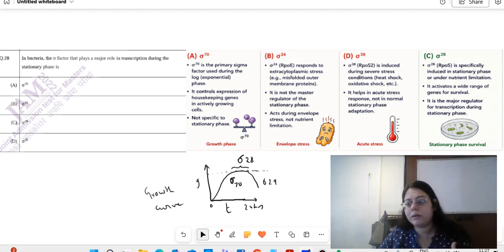And you know, these sigma factors are associated with the RNA polymerase. Only after the binding of the sigma factor can the RNA polymerase move along the template strand, and the mRNA strand will be synthesized when the RNA polymerase is bound with the sigma factor. There are types of sigma factors with different functions, but here option C, sigma 28, helps in transcription during the stationary phase of the bacterial growth curve. The other options, as I have already explained, are incorrect.